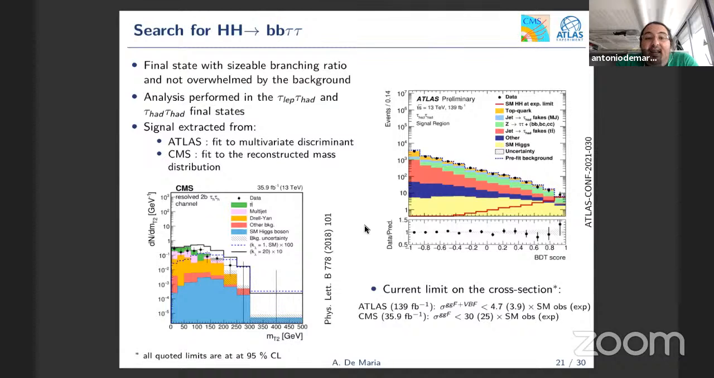And in this case, the signal is extracted in ATLAS from a fit to a multivariate discriminant, so a BDT, while in CMS it is from the fit on the reconstructed mass. Also worth mentioning, when we compare the limit on the cross-section, that ATLAS has published results with the full Run 2 dataset, 139 inverse femtobarns, while CMS has published with the partial Run 2 dataset. So that's why you see a strong difference between the two experiments when we compare the limit.